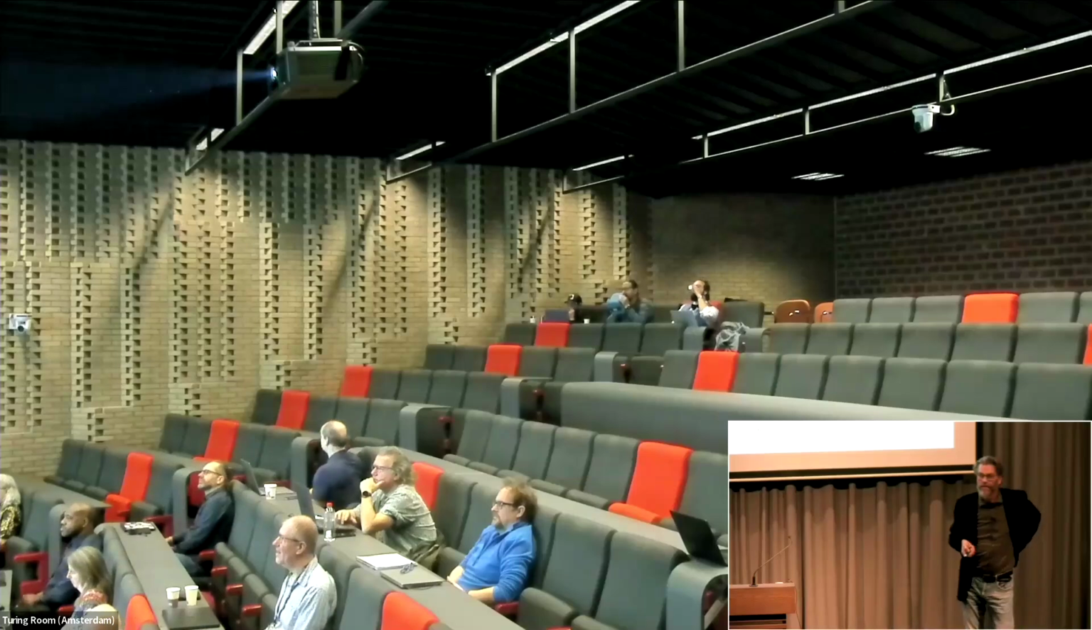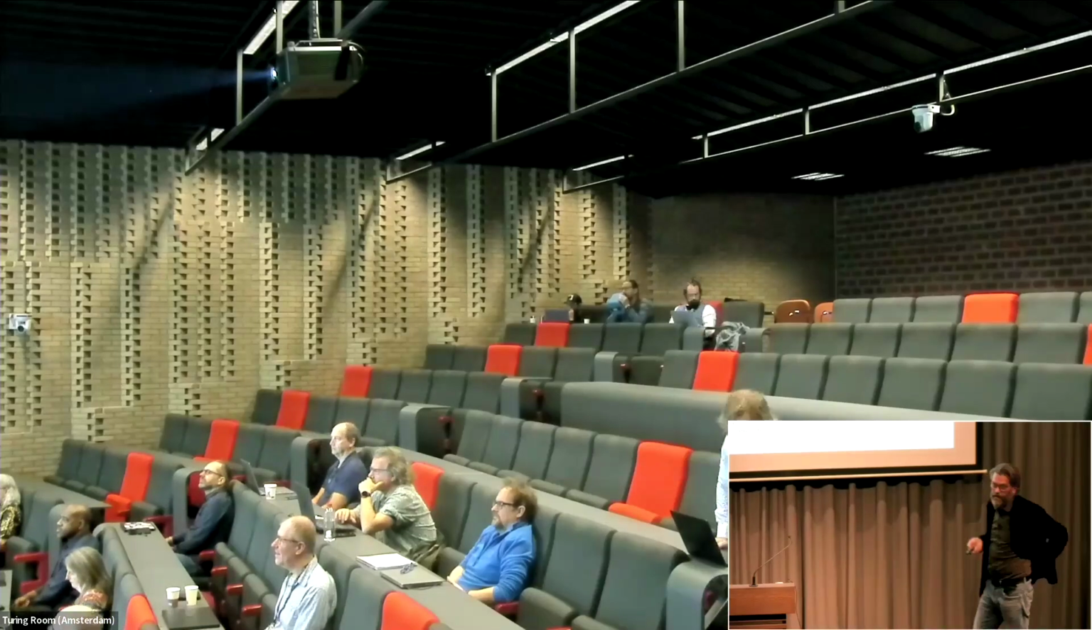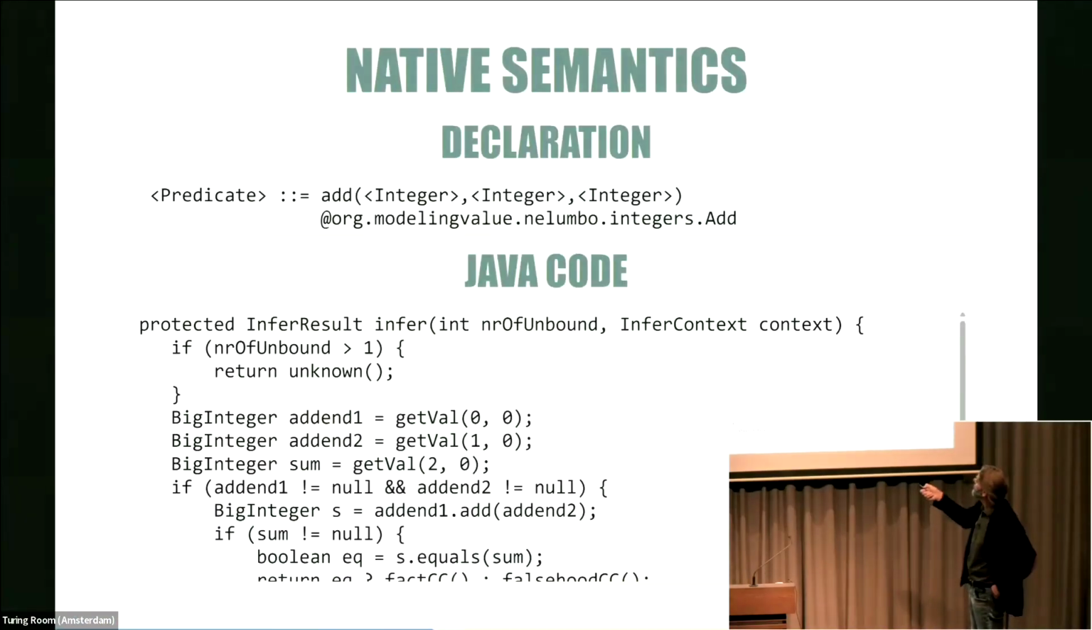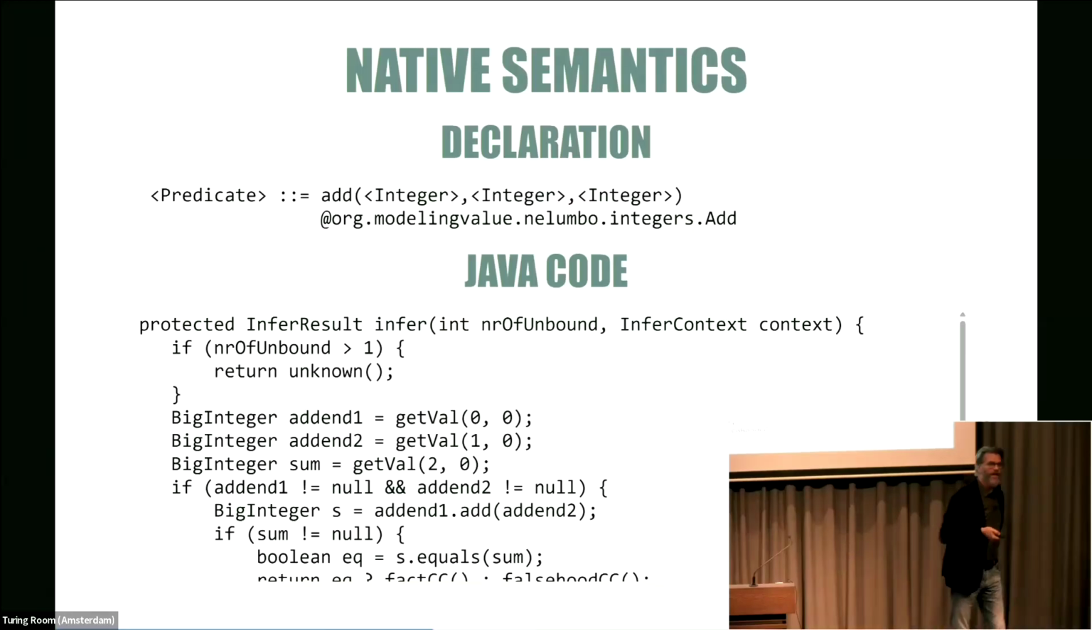In the previous slide, there is this add org modeling value Nelumbo integers add, and I would like to know what this is for. Well, it's the name of a Java class, which has a method, exactly this method that you see over here. Because the Java code says infer result. Sorry? It's not saying add, or is add the class? Add is the class. Okay. So this is the syntactical specification. This is how it looks in your language. And for each instance in your language of this specification, it creates an instance of this class.